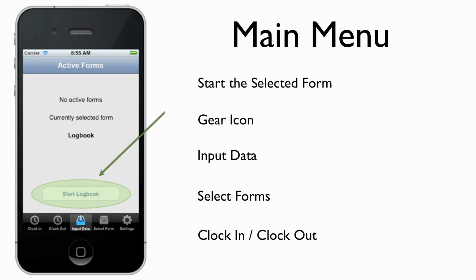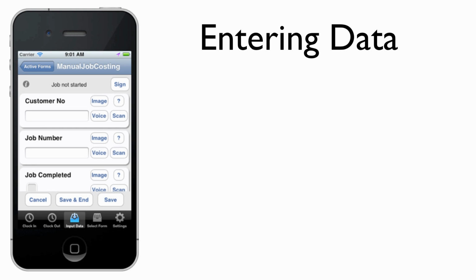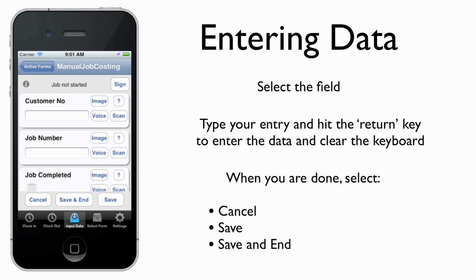Start the selected form. When started, you will see a screen similar to this. Select the field by touching it. Type your entry and hit the return key. Select the next field and continue entering data into your form. There are a number of keys at the bottom.